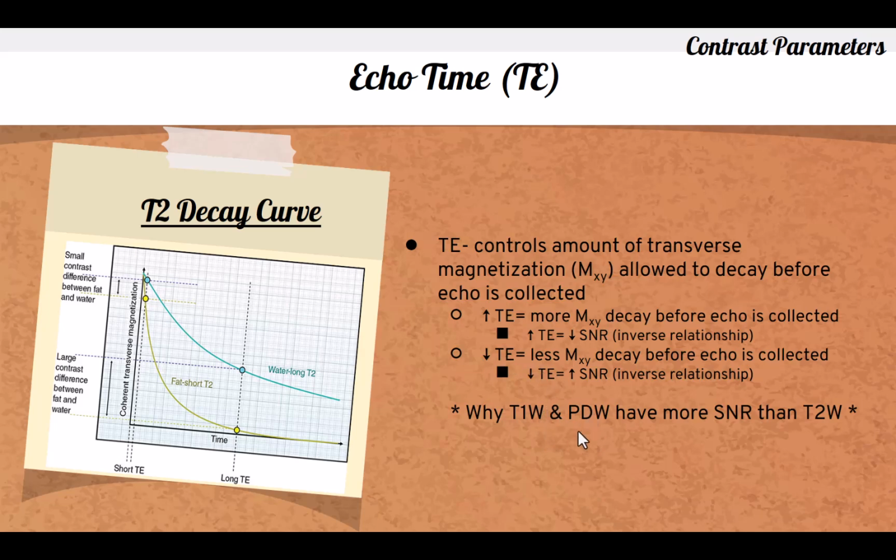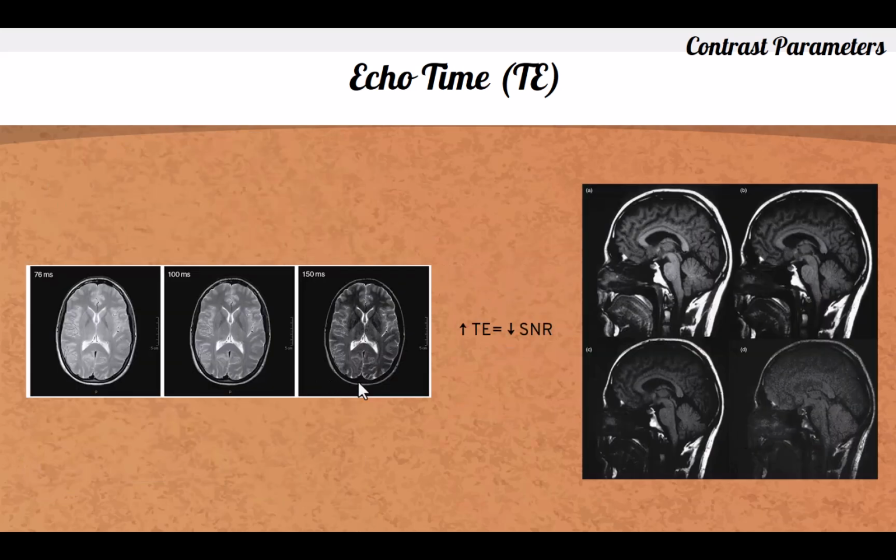So their overall signal is higher than a T2 weighted image, which has a long TE. Here are two images showing this relationship between TE and signal. And since it's an inverse relationship, you can see from the image to the left, with a shorter TE, you actually have more signal. So here your TE is 76 milliseconds and you have high signal. But as you increase your TE, those tissues quickly dephase and lose signal, and the signal overall is less here with a 150 millisecond TE.